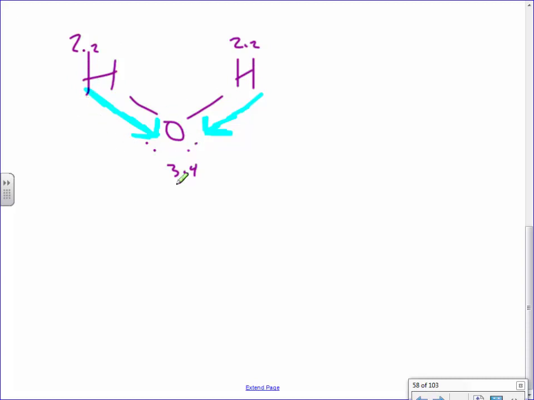What does that mean about this oxygen right here? Well, it means that I can say that it is slightly negative on this side. Because this oxygen right here is winning all of the electron fights, which means that this hydrogen over here and this hydrogen over here become slightly positive. Does that make sense?